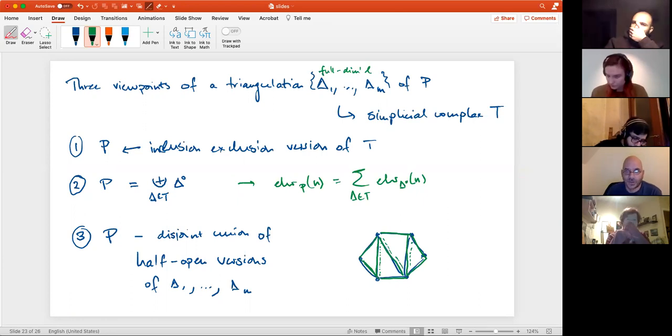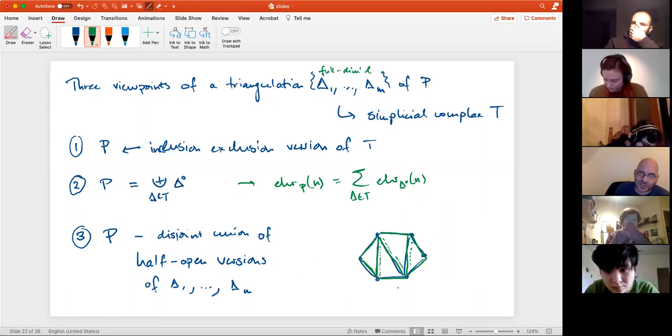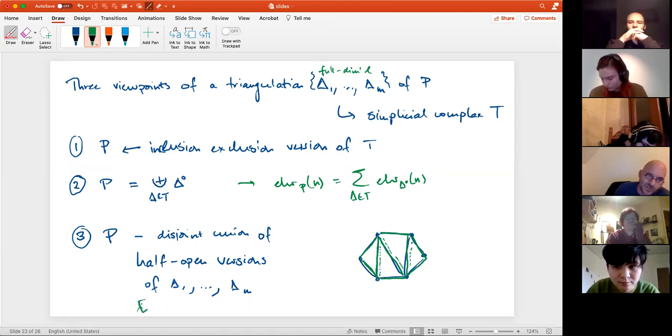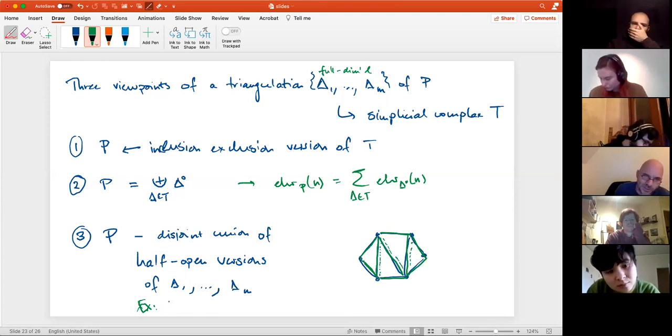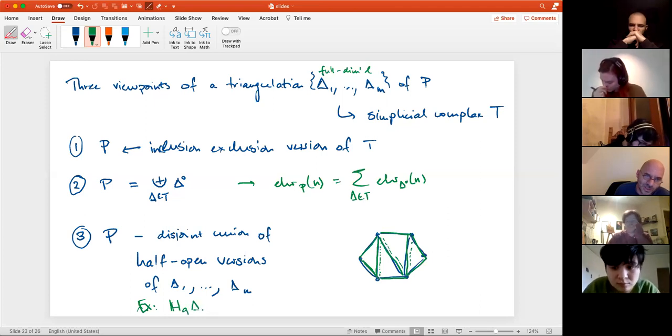One practical way to do that, one example, is you construct... In Max's exercise, you will see the notation HQ of such a delta J. I'll tell you what this means. What that means is you have, let's say, a triangle like this, and you pick a point Q here.